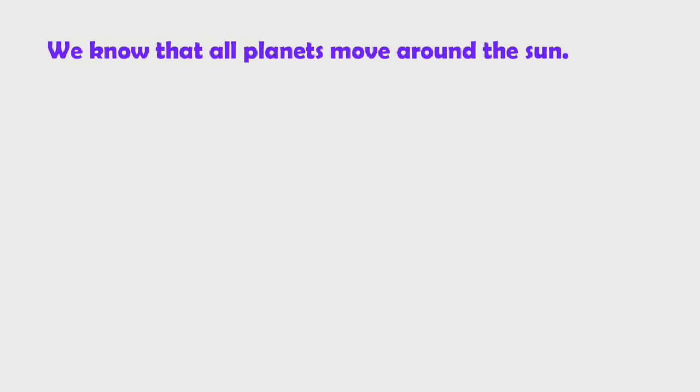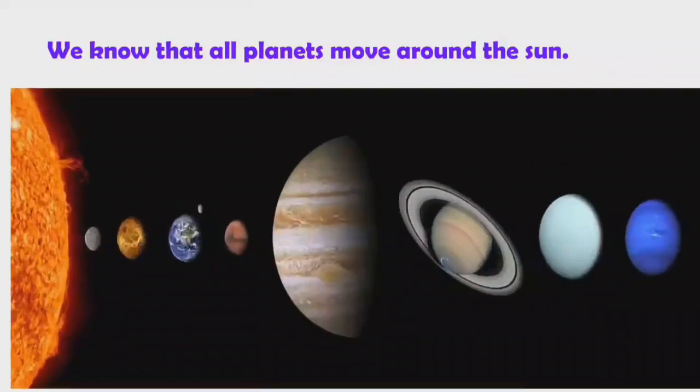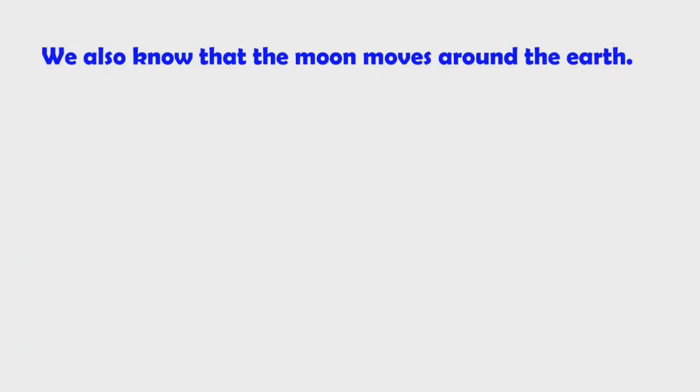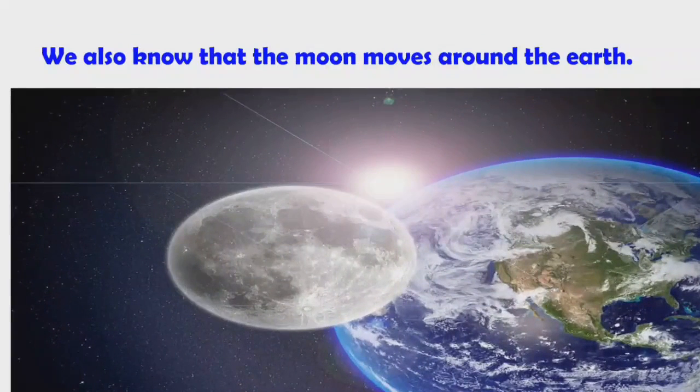We know that all planets move around the sun. Here we can see all the planets move around the sun. We also know that the moon moves around the earth. Moon and artificial satellites also move around the earth.